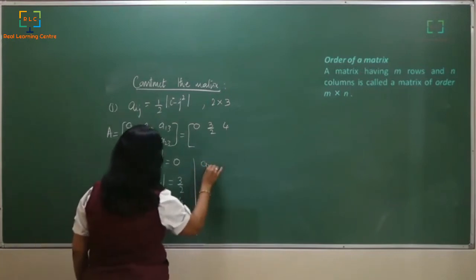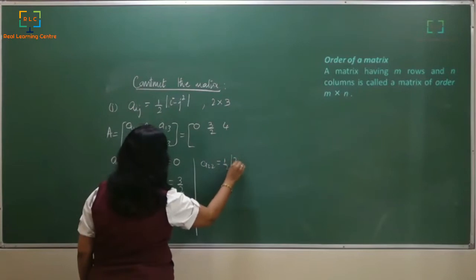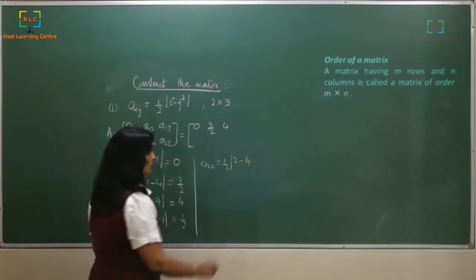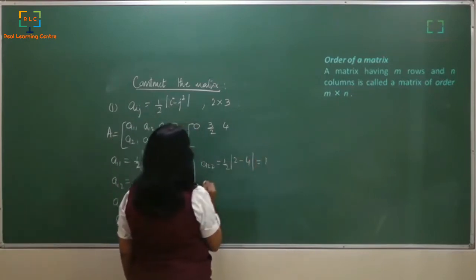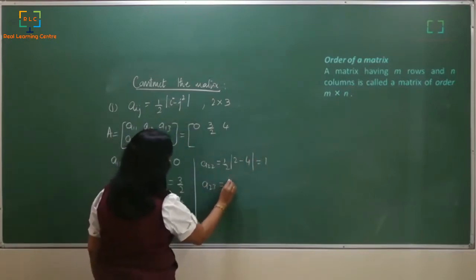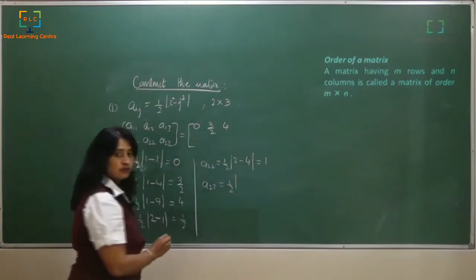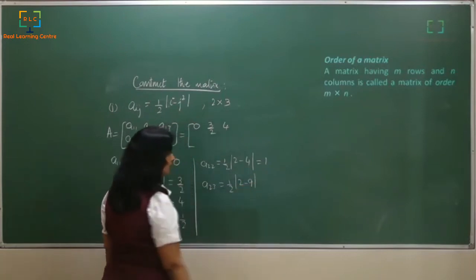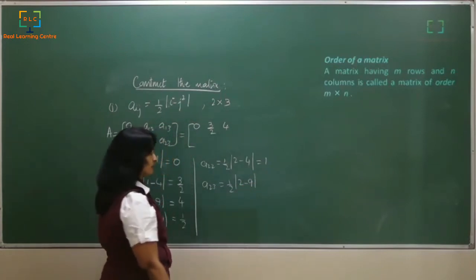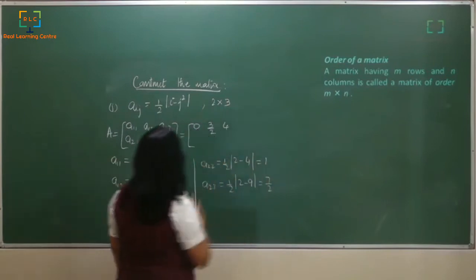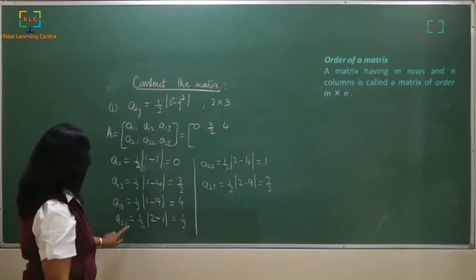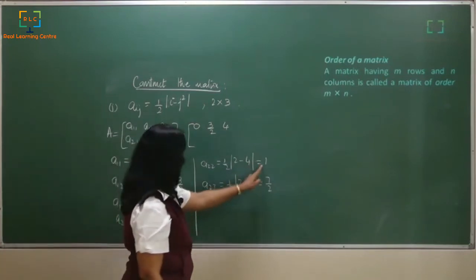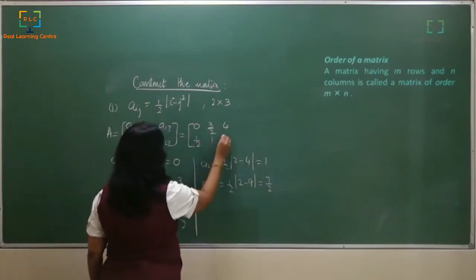Likewise, next I'll go to A22, which will be half of modulus of 2 minus 2 square, which is 4. 2 minus 4 is minus 2. 2 by 2 is 1. And then A23, the last element, will be half of i is equal to 2, j is equal to 3. So 2 minus 3 square is 9. 2 minus 9 is minus 7, but modulus of minus 7 is plus 7, and I got 7 by 2. I shall fill up all the elements now. Elements are 0, 3 by 2, 4 in the first row, and 1 by 2, 1, 7 by 2 in the second.